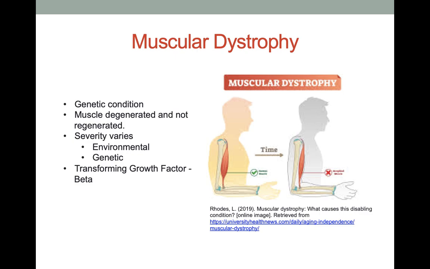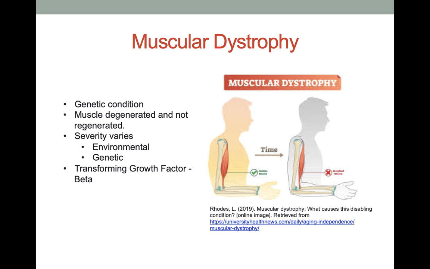Finally, we're going to talk a little bit about muscular dystrophy. Muscular dystrophy is a genetic condition in which there's muscle weakness and various other effects, but the muscle in the body degenerates and is not regenerated. It forms things like scar tissue and fibrous tissue instead of muscle tissue. You can see it starts this way and progresses to where it degenerates the muscle tissue. This results in muscle weakness in the patients, and the severity of muscular dystrophy varies from patient to patient, even with the same genetic condition.